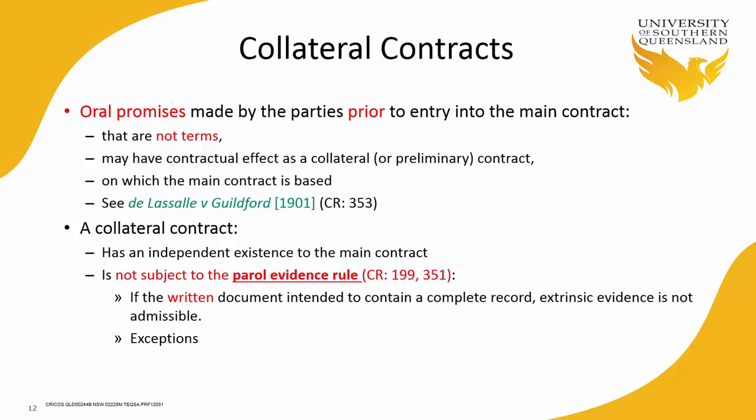Now this but for it test is actually something you will also see or you have seen probably before. So if you go back to page 145, you will find there that they talk about factual causation, and the factual causation looks at the but-for test as well. So it's a similar sort of test that looks at the reason for entering into the main contract. Was it but for this collateral term or collateral contract?